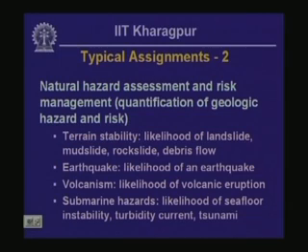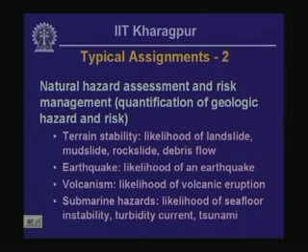The quantification of the hazard is normally done by seismologists, and we are going to deal with that a little bit in the later part of this course, but in general the details of those things are within the scope of other branches of engineering and science.